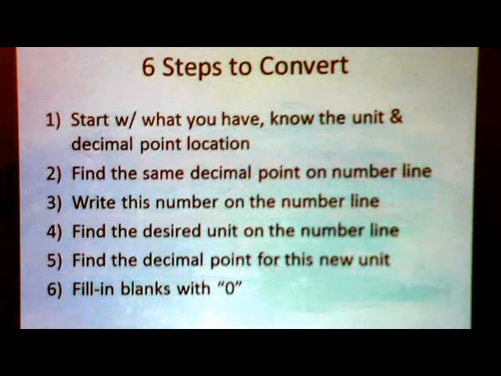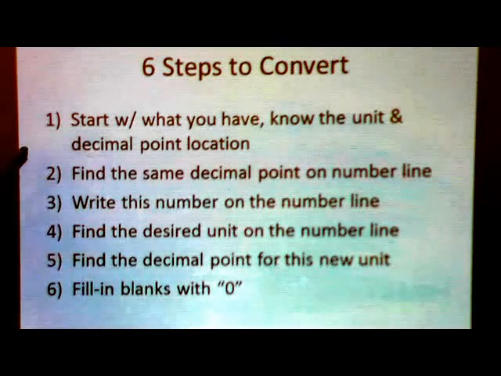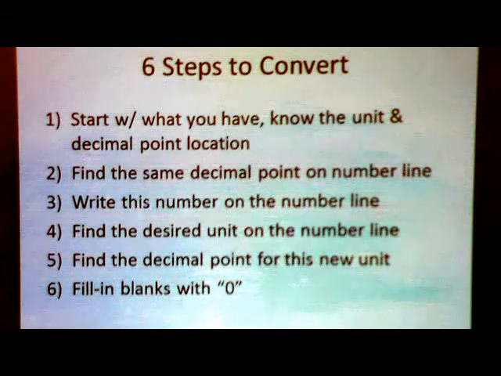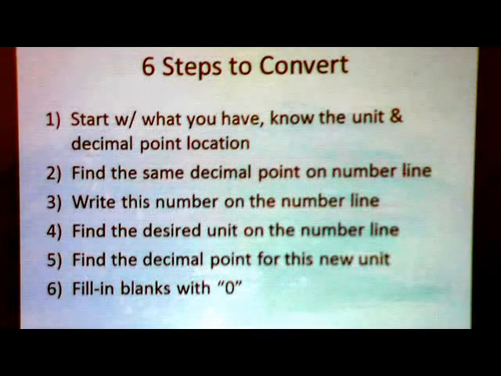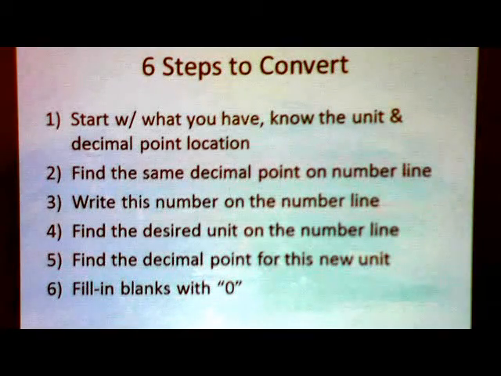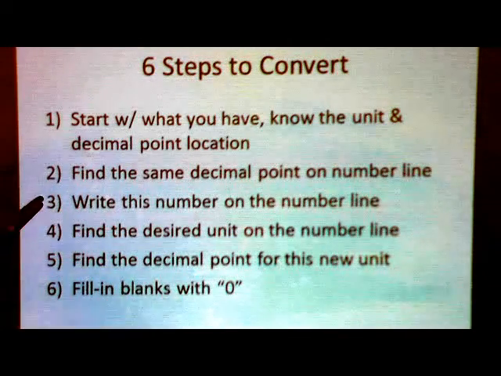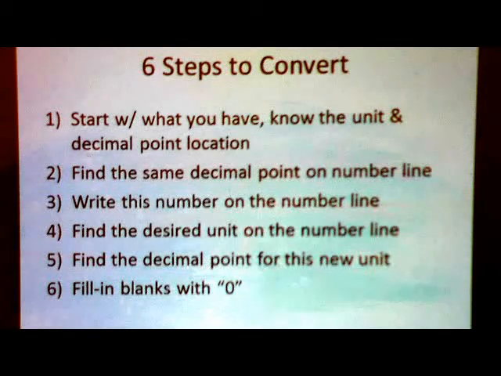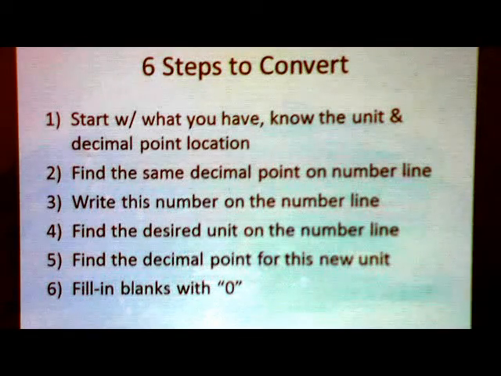Let's review the 6 steps that you should go through to do this problem. Step number 1, start with what you have. Know the unit and know where the decimal point is located for that unit. Step number 2, you're going to draw yourself the number line. And now you're going to find that same decimal point in the starting problem on that number line. Step number 3, write this number that you're given on the number line you just made.